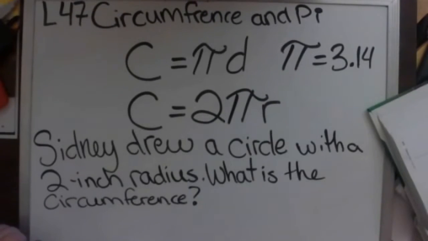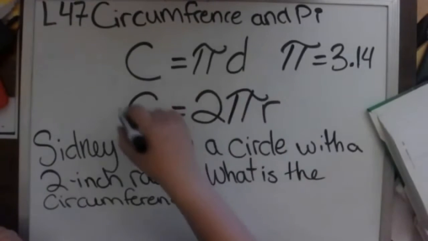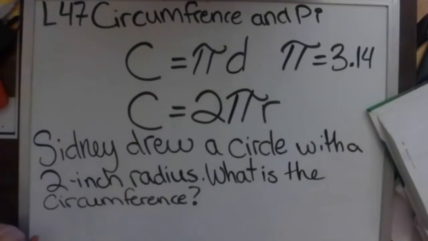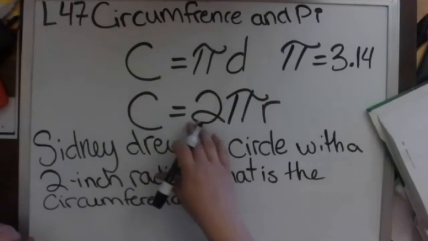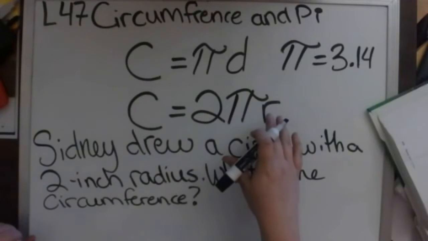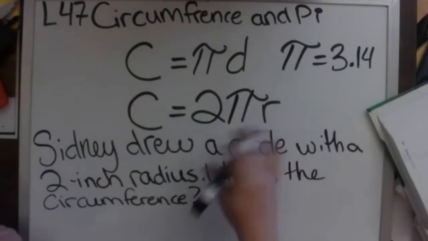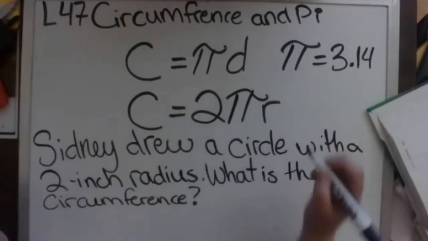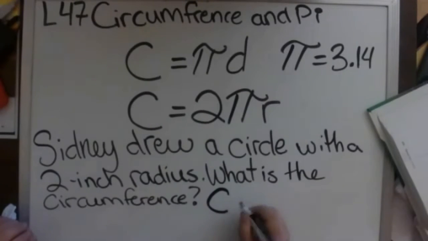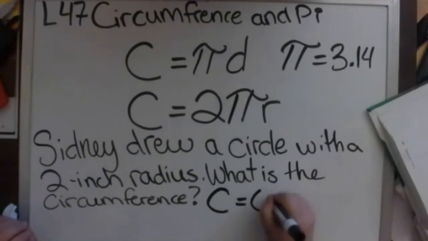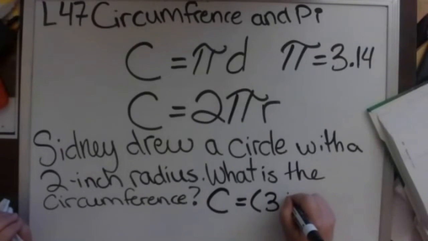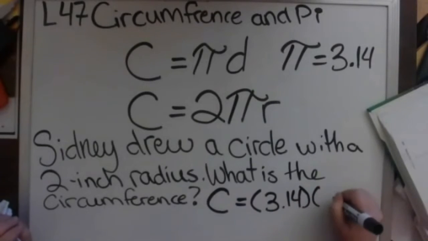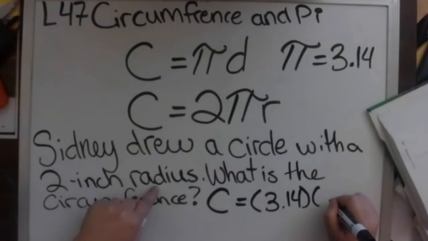All right, so here's our question. Sydney drew a circle with a 2-inch radius. What is the circumference? We're going to use this formula because we have the radius. So our formula is C equals 2 times pi times R. When they're all smushed together like that with nothing in between, that means multiplication, remember. We know pi is 3.14. So let's start: circumference, because we don't know that yet, equals 3.14 times, what's our radius? 2.